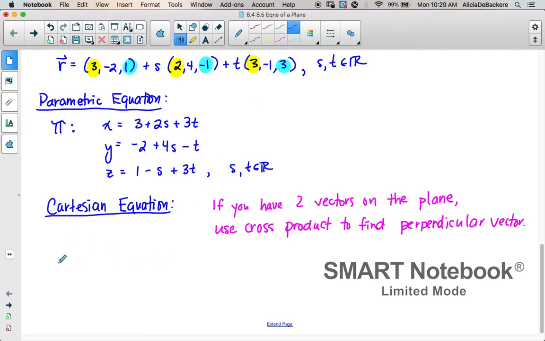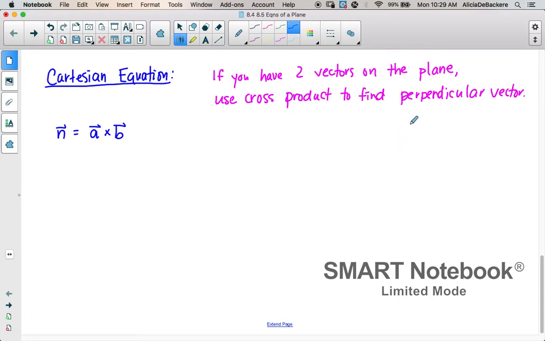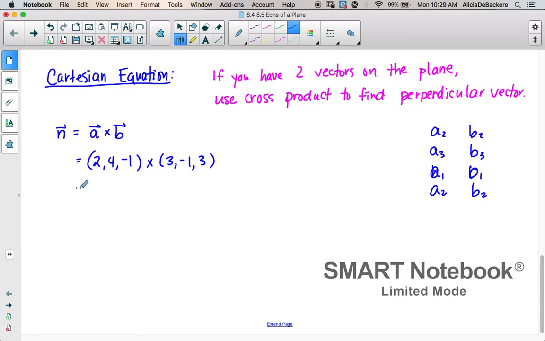Okay, so for the Cartesian equation, I need a normal vector. And to come up with that, I'm going to take my vector A from above and cross it with vector B. So if you like that memory trick, you're going to take the A coordinates, and the B coordinates, just ignoring the first ones and the last ones. I'm doing a double stack here. And I'm going to cross them. So I'm just going to rewrite them here so that they're on my screen, but you don't need to do this. So we're going to start to cross.